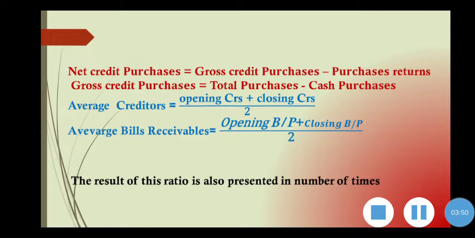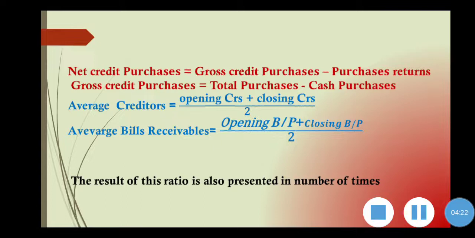If the figure of opening balance of bills payables or sundry creditors is not available in the question, you have to take the closing value as the average. Again, you don't have to compute the average. If only closing values are given, that is to be taken as such as the average value of creditors or bills payables. Here the result of this ratio is also presented in number of times. Number of times the company is paying its creditors.